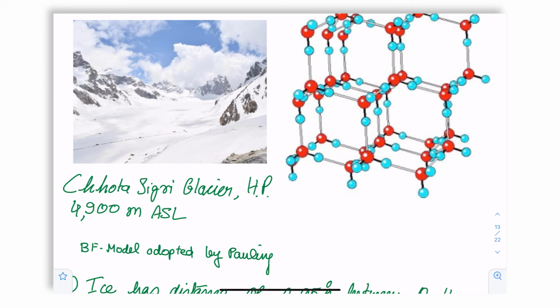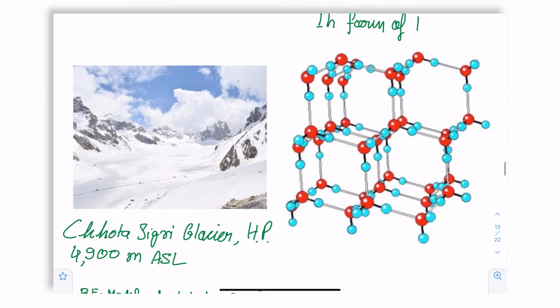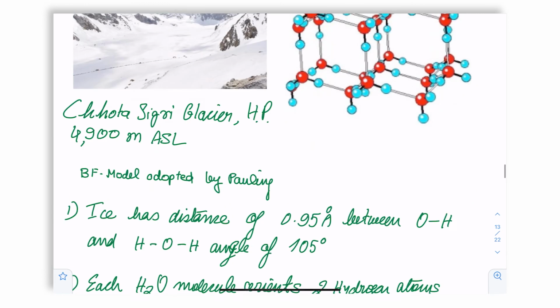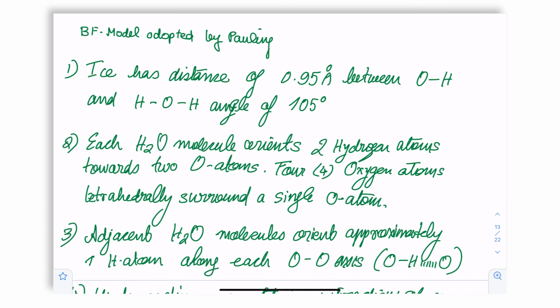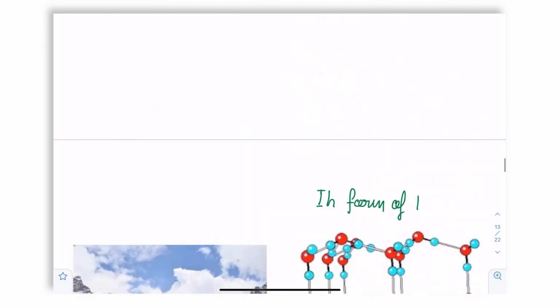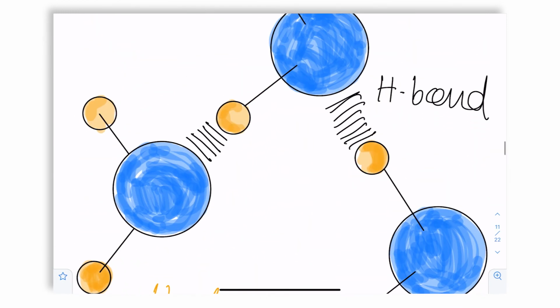This is the Chota Sigri Glacier of Himachal Pradesh, 4,900 meters above sea level. That water has this structure, right? What you're looking at here. It's also called 1H form. The Bernal-Fowler model that was adopted by Pauling has the following properties. Ice has a distance of 0.95 angstroms between the O and H and an angle of 105 degrees HOH. Each H2O molecule orients two hydrogen atoms towards two oxygen atoms, which is sort of what I showed you in my very crude diagram here, right?